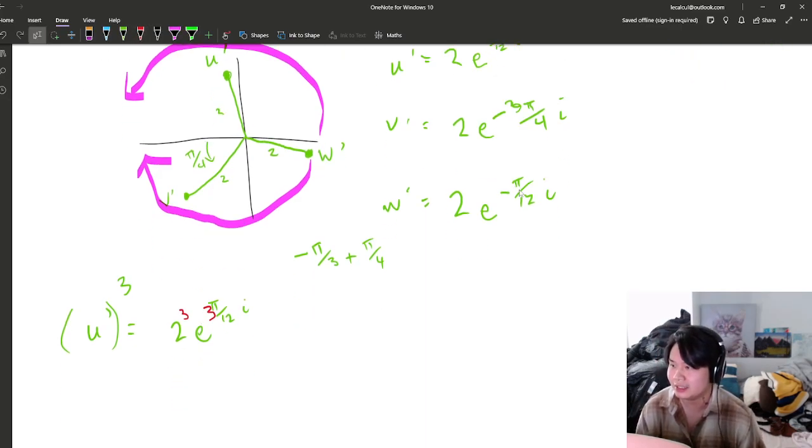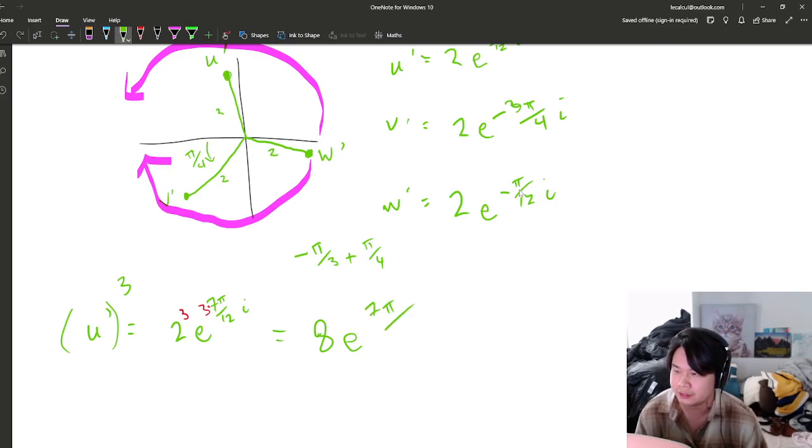Fine. Then never mind. Let's use W and have the negative angle. Actually, no. Let's keep the 7 pi. I don't want to deal with negative angles if I don't have to. So this becomes 8e, and then 3 and 12 reduce, so this is just going to be 7 pi over 4i.